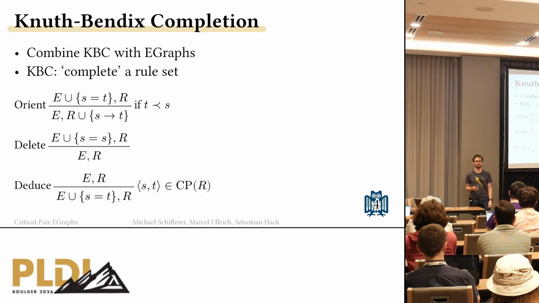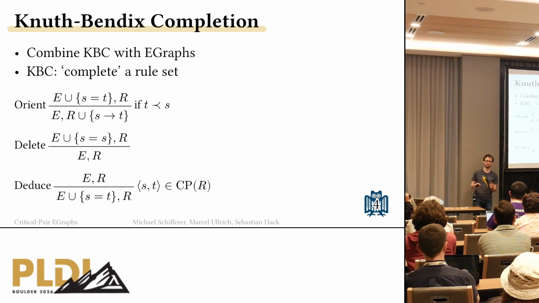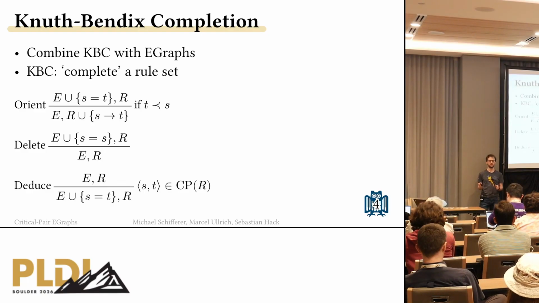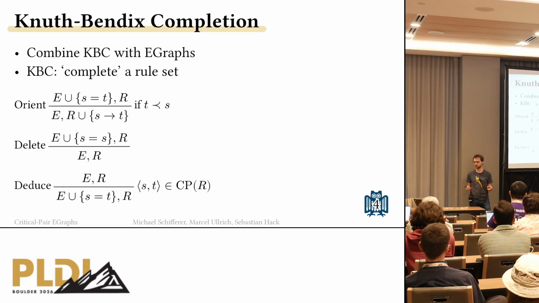So first, let's look at a short primer on Knuth-Bendix completion if you haven't seen it yet. The idea is we have three simple rules: the orient rule, deletion and deduction rule. Orient means if you have an equation s is equal to t, and we know that by some order, usually one takes the Knuth-Bendix order, but it can be more or less an arbitrary order, if s is larger than t, then we can orient it into a rule which just rewrites s to t. So we just take one orientation of the equation.